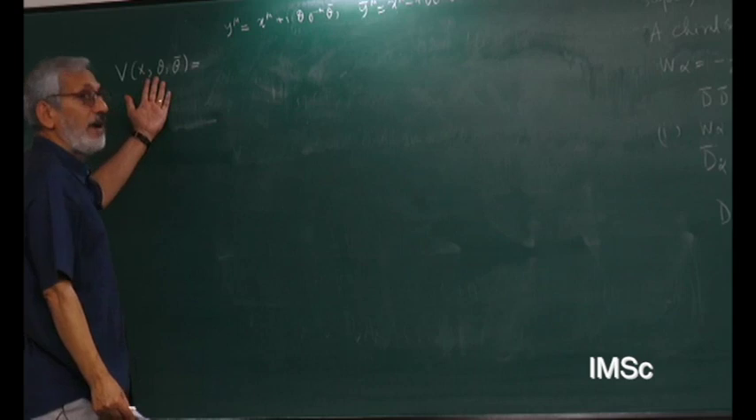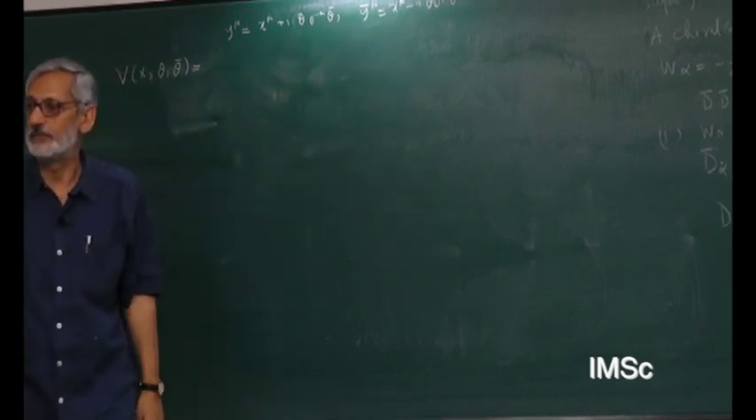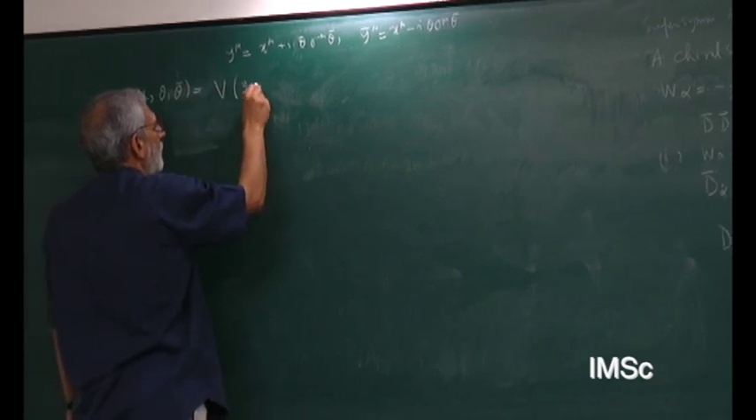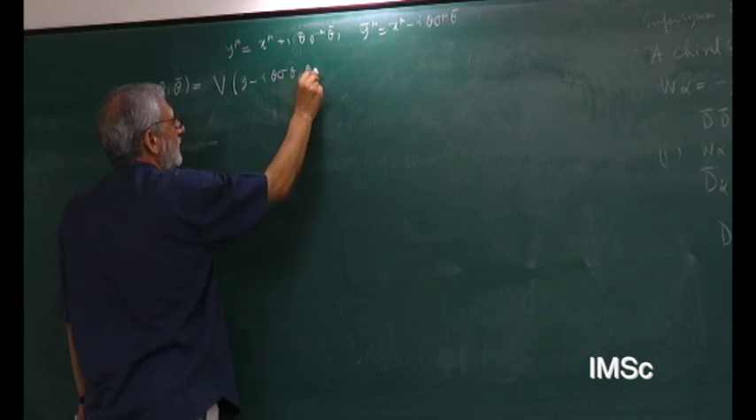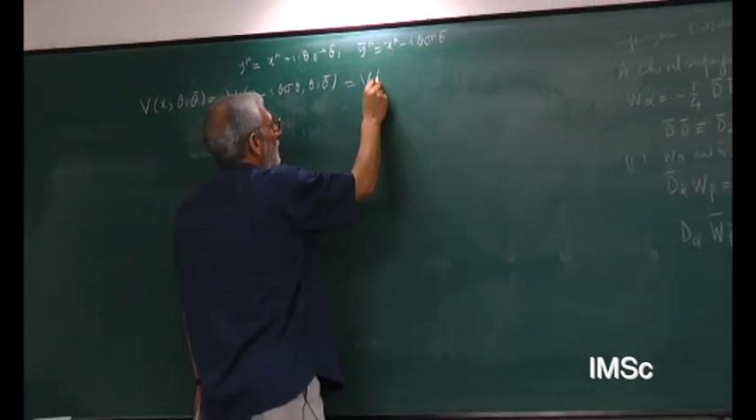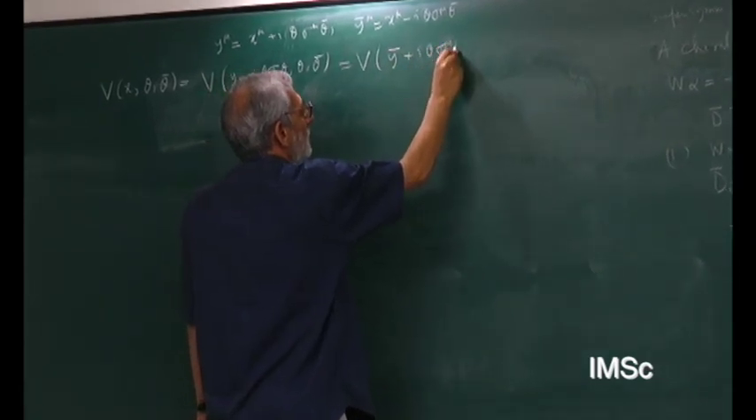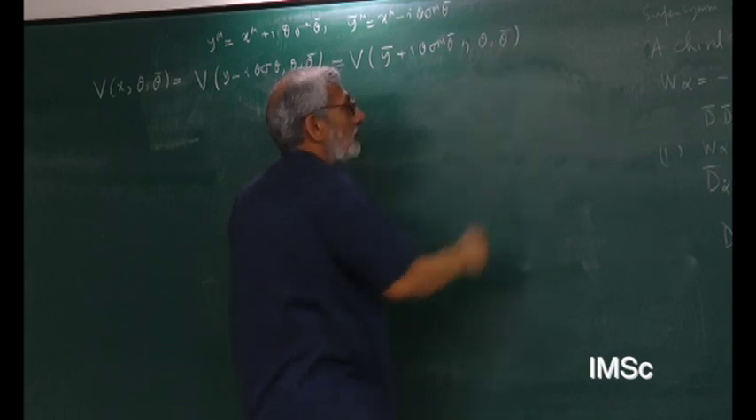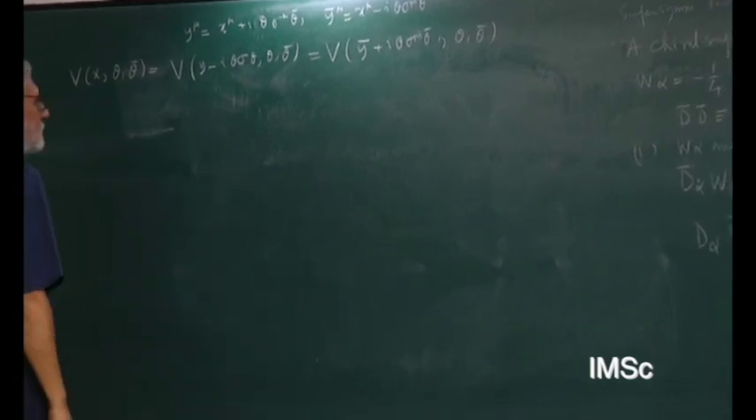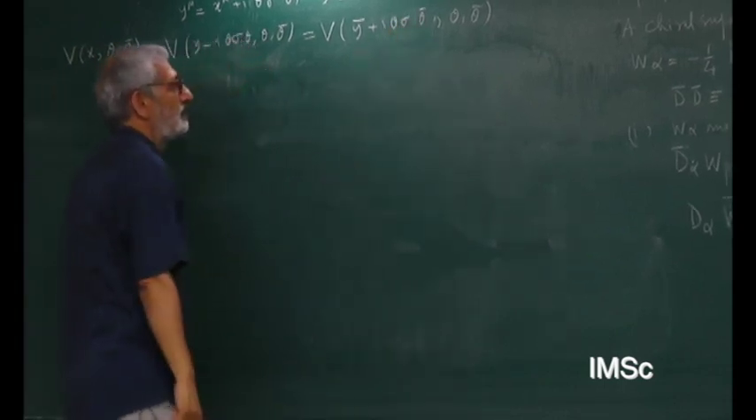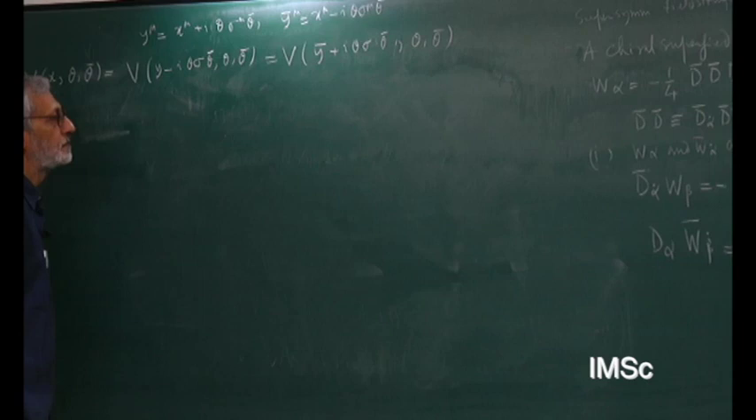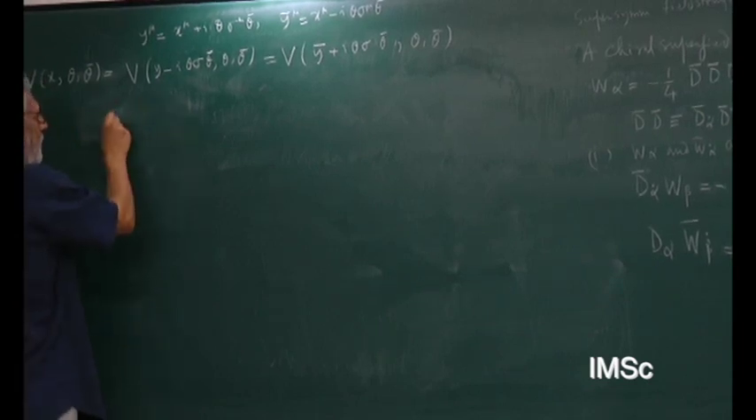So let me write this vector super field in these changed coordinates. Which means I can write this vector field as V of y minus i theta sigma mu theta bar, because that's what x is in terms of y. Or I could also write it as V of y bar plus i theta sigma mu theta bar. Let me make a Taylor expansion here.